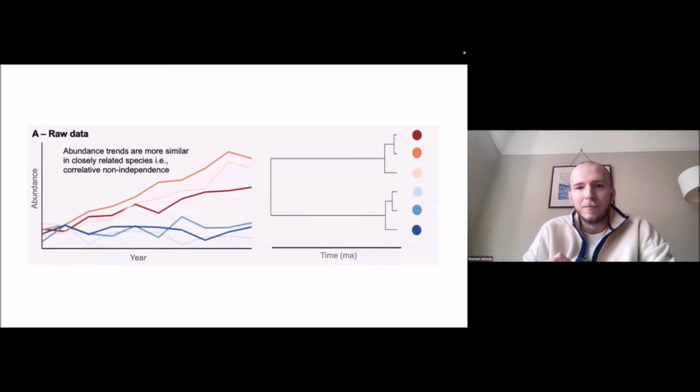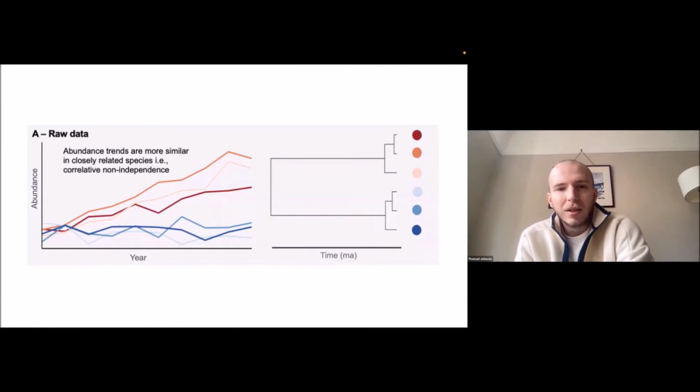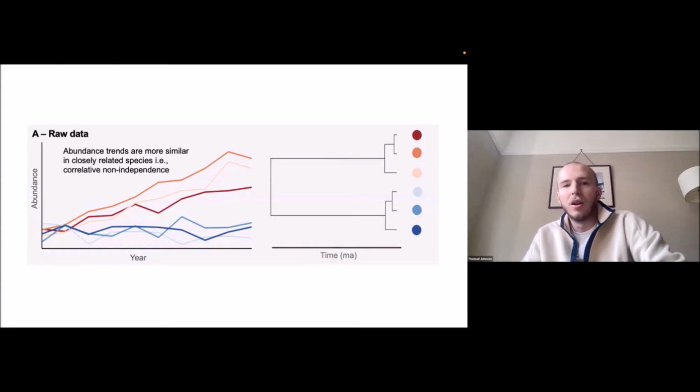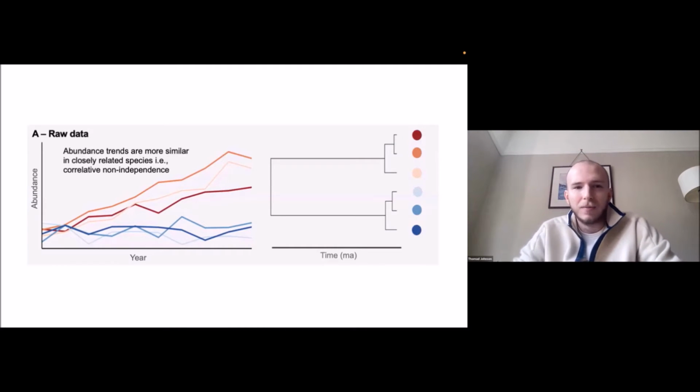And if we imagine what that would look like here, if we've got a bunch of abundance time series and we're looking across and we've got a phylogeny on the right hand side, we'd imagine that the abundance time series would be more similar in the species that are more closely related. And in essence, we end up with 2 almost distinct clades of values here.